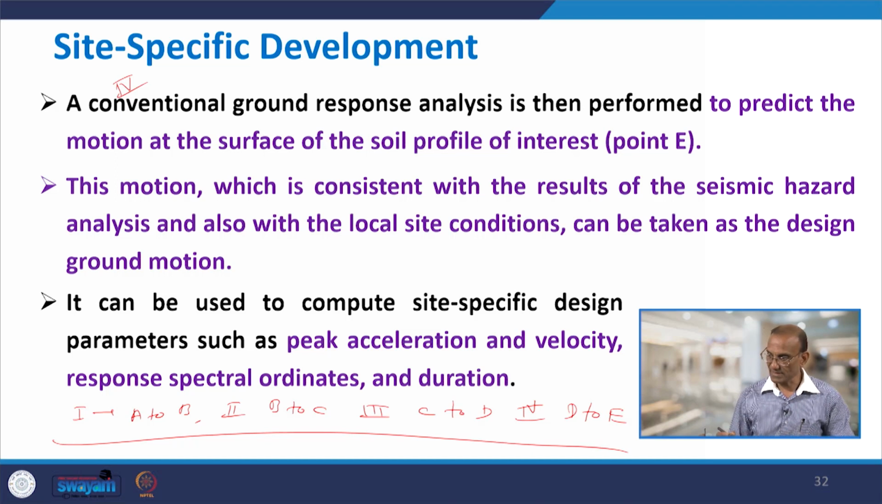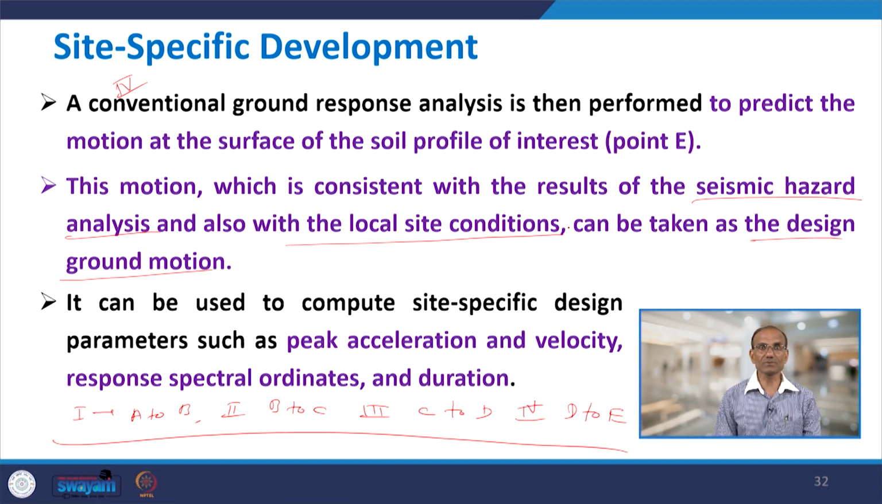Finally, the motion which you find at point E will be consistent with the results of the seismic hazard analysis and also with local site conditions, and can be taken as a design ground motion. Why can this be taken as design ground motion? This will be your final answer, because it will have the effect of the seismic hazard analysis as well as local soil conditions, and it can be used to compute site-specific design parameters such as peak acceleration, peak velocity, response spectra ordinates and duration.